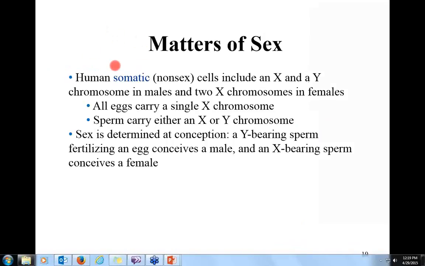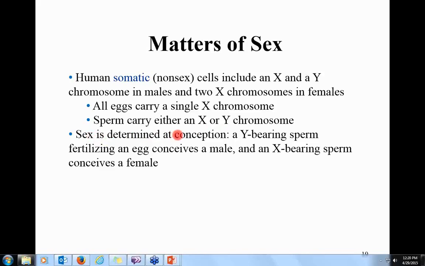In matters of sex, which genitalia you have, the human somatic cells, the non-sex cells, have the X and Y chromosomes. Females have two X's, whereas males are X and Y. So all eggs carry a single X chromosome. A mother's oocytes are always carrying the X chromosome, whereas the sperm can either be X or Y. In other words, it's the father of the child that determines the sex of the child.